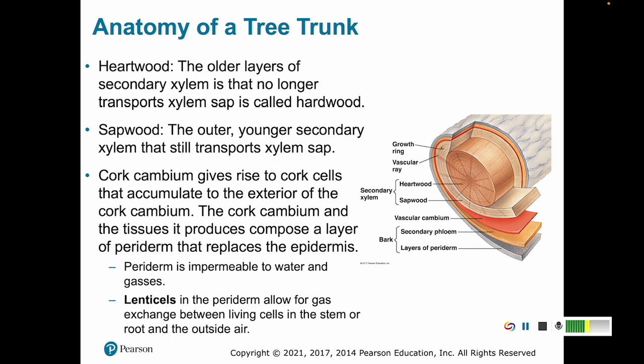The cork cambium gives rise to cork cells that accumulate at the exterior of the cork cambium, and the tissues it produces will compose a layer of periderm that replaces the epidermis. The periderm is impermeable to water and gases, although there are lenticels in the periderm that allow for gas exchange between living cells in the stem or the root and the outside air.